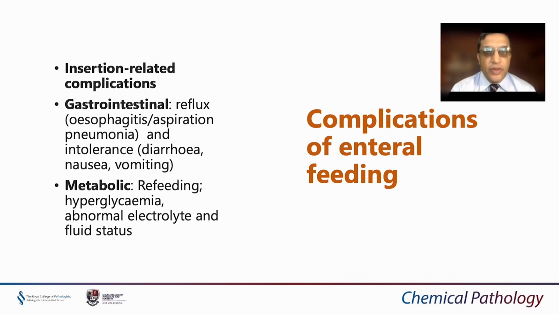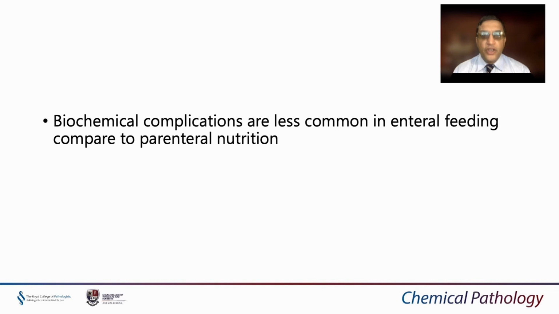The complications of enteral feeding can include insertion-related complications, for example, nasal damage, bronchial placement, perforation, and blockage of tubes. Gastrointestinal complications include reflux and intolerance. Esophagitis and aspiration pneumonia can occur due to refluxed content. Patients can also present with diarrhea, which is quite common, nausea and vomiting. The metabolic complications include refeeding, hyperglycemia, and electrolyte and fluid imbalances. In general, the biochemical complications are less common in enteral feeding compared to parenteral nutrition.